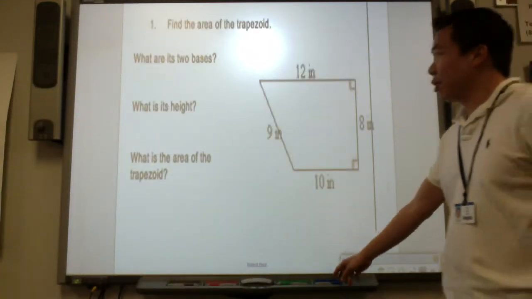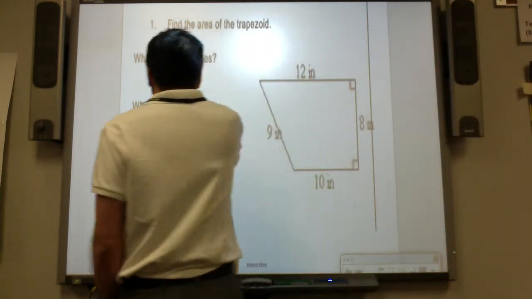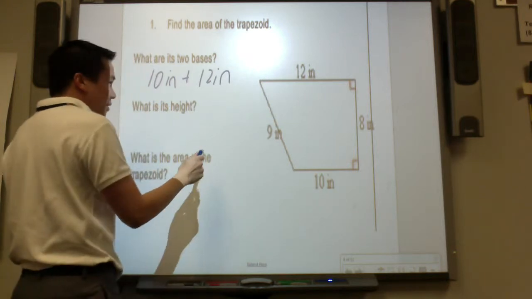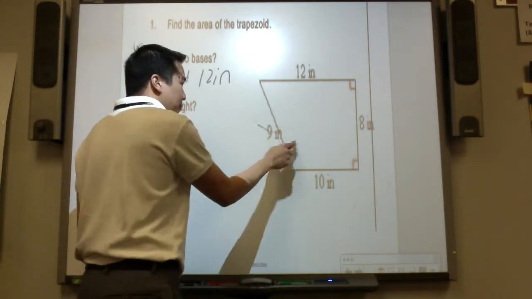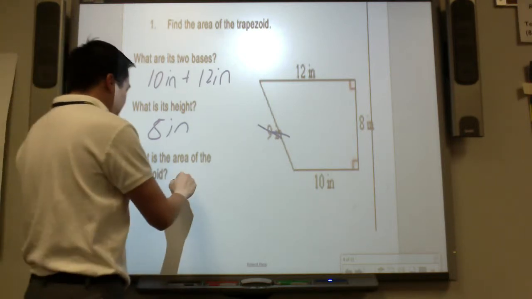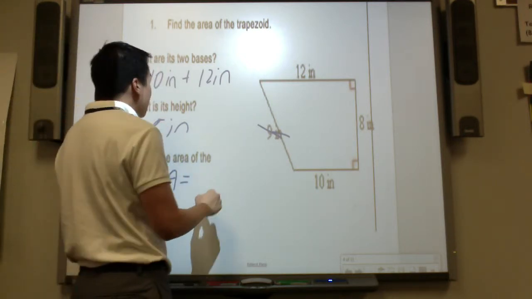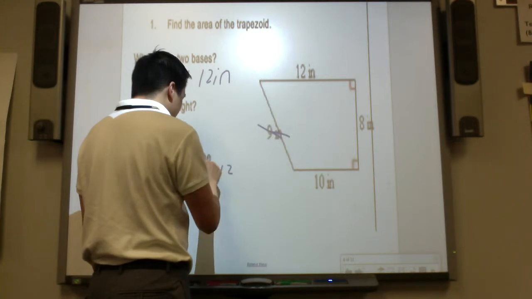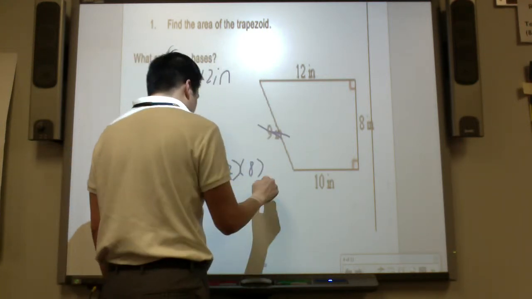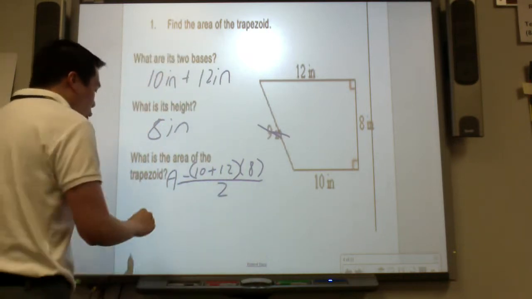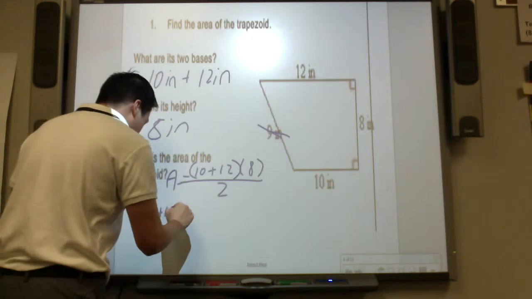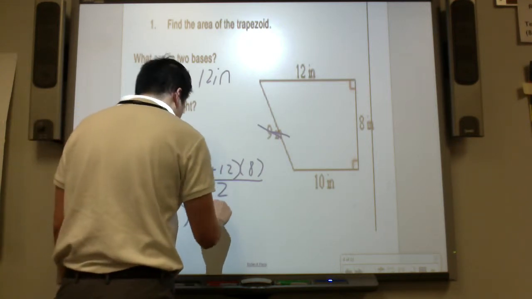So let's begin this. What are the two bases? 10 inches plus 12 inches. What is the height? Straight up, 8 inches. What is the area of the trapezoid? So area is, you add up the two bases, 10 plus 12, times the height, which is 8. You divide by 2, that's one way. Or if you don't like it that way, you can do half of the two bases, 10 plus 12, times the height, which is 8.